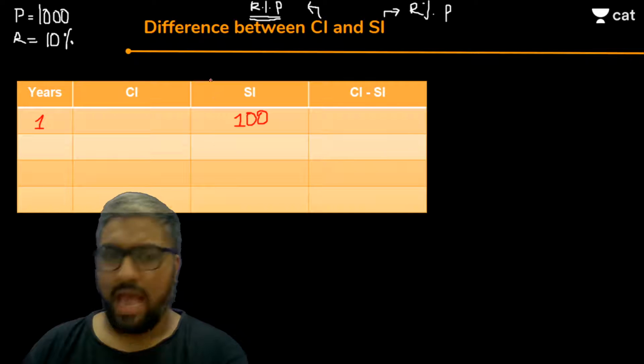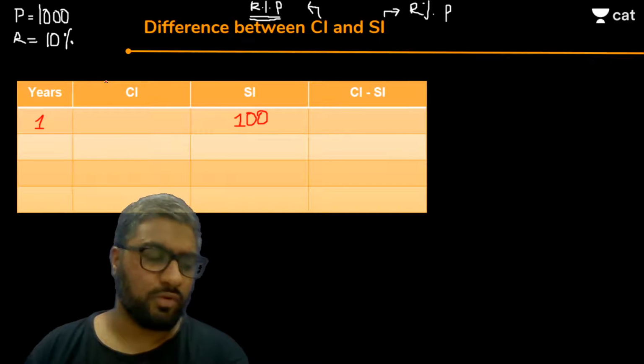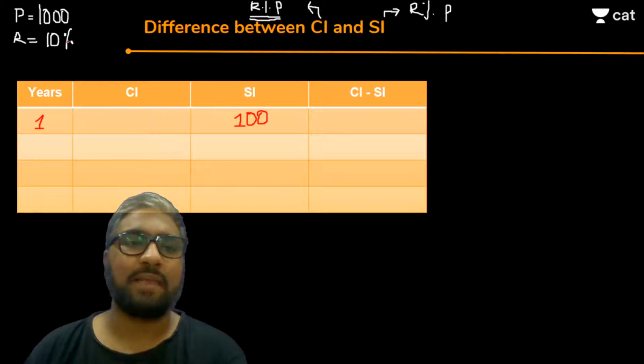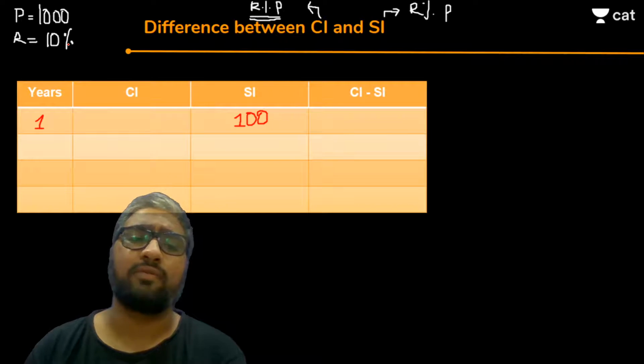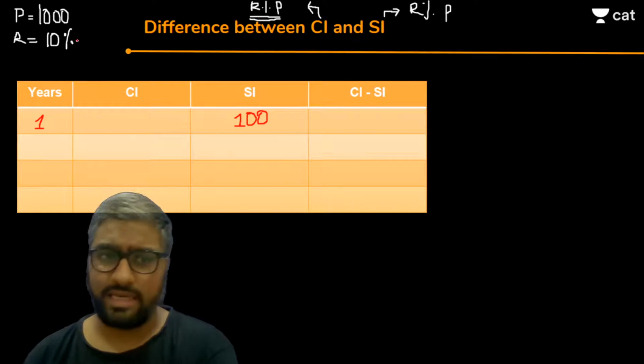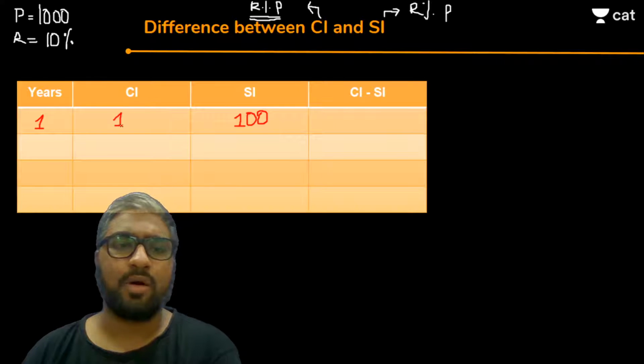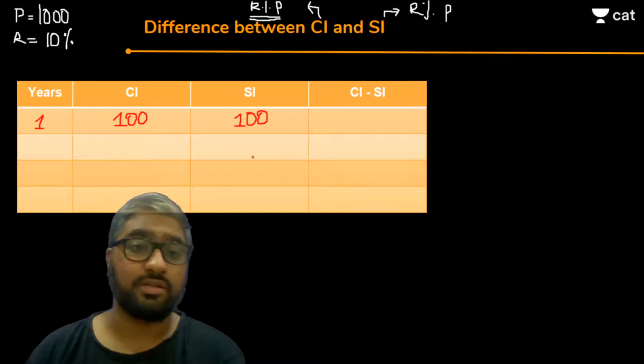Yeah. And what would be the compound interest? What would be the compound interest then for that particular year? The same amount, right? The same 10%, because there's no interest beforehand to add into the principal anymore. Yes, which basically means the compound interest for that particular year would also be 100 rupees.